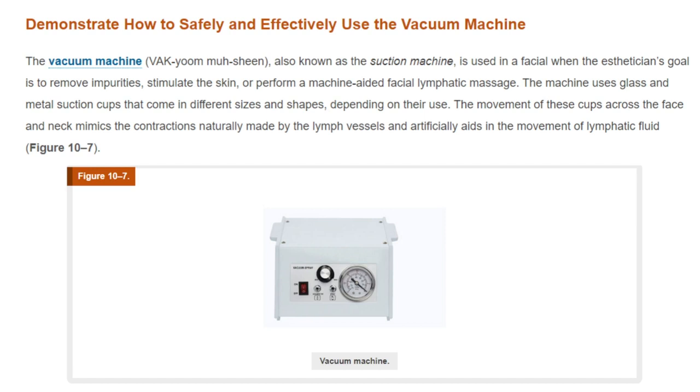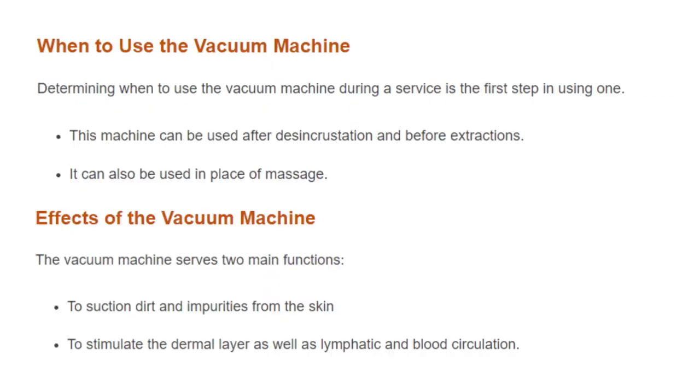The movement of these cups across the face and neck mimics the contractions naturally made by the lymph vessels and artificially aids in the movement of lymphatic fluid. Figure 10.7. Vacuum machine. When to use the vacuum machine. Determining when to use the vacuum machine during a service is the first step in using one. This machine can be used after desincrustation and before extractions. It can also be used in place of massage.